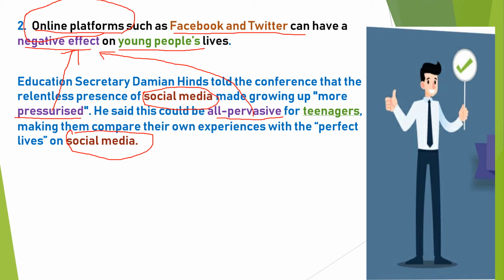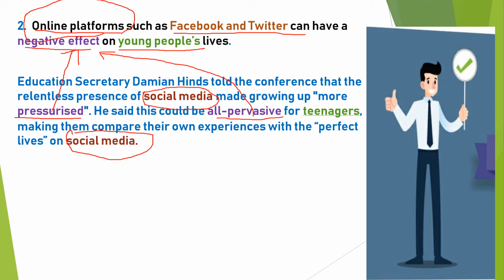Now again, there is another synonym, teenagers. Here in this statement it is said young people, so you need to be very careful. Along with the keywords, look out for the synonyms. They will not use the exact same word. Here they have said online platforms such as Facebook and Twitter, but in the paragraph they have said social media. So you should be well equipped with the synonyms of certain common words and topics.